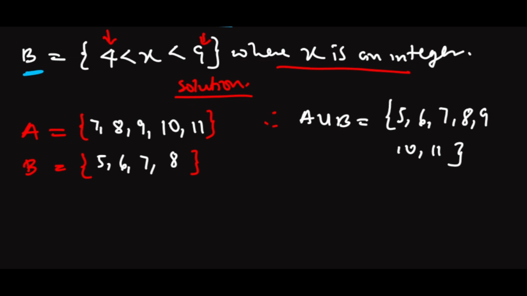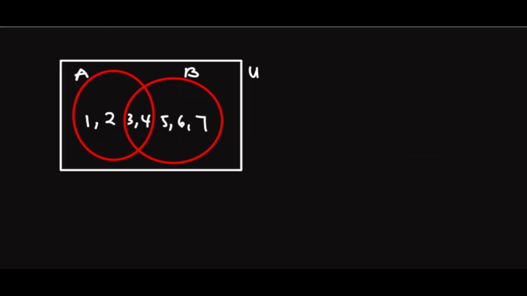And we can rewrite this in set builder notation as A union B equals, well, now where does the number start from? 5. It starts from 5 and ends where? 11. So we write our 5 and 11. Okay, then we know that x is greater than 5 but less than 11. So put the equal to sign here and another equal to sign here to show that the 5 and 11 are included. Now this is another example of finding union.